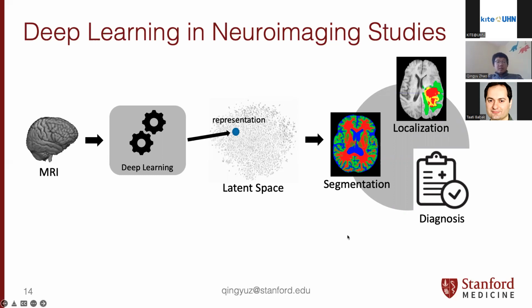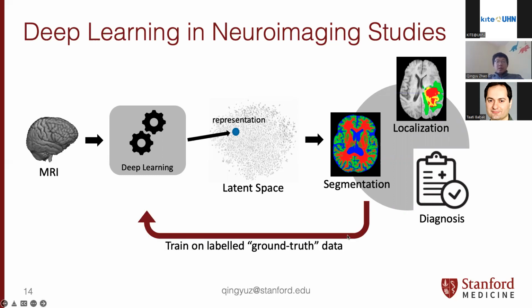And we do want to note that the most difficult part of this workflow is to be able to train this deep learning model in the first place. And this training often requires a ton of labeled ground truth data. What I mean by that is, if you want to do this segmentation, you basically have to have a lot of existing MRI data whose correct segmentations are known beforehand.